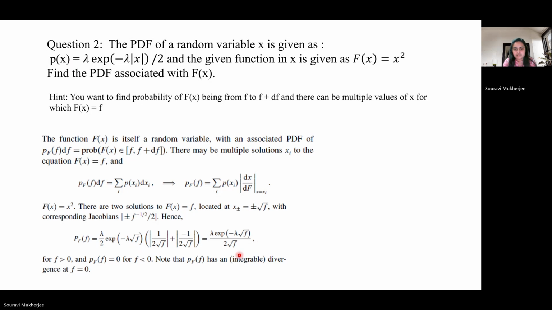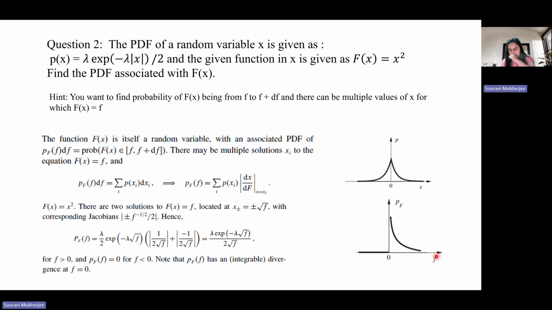Clear? Now, if you plot it, this is your probability density function of x. This is your probability density function of f. So you can see that there is a discontinuity at f equal to 0, right? But it's still a valid probability density function. Why? Because it is integrable, right? Okay.